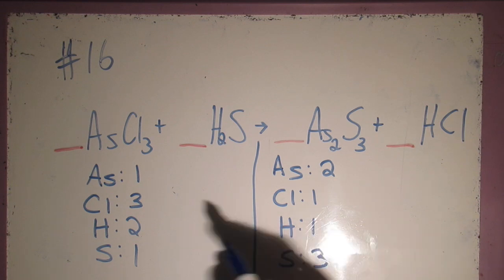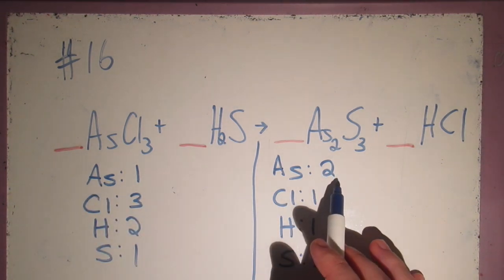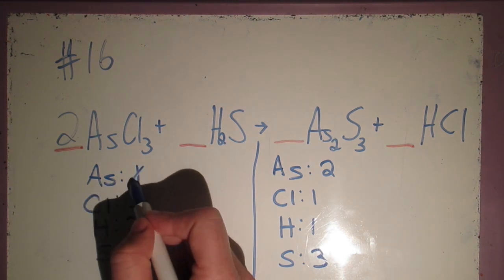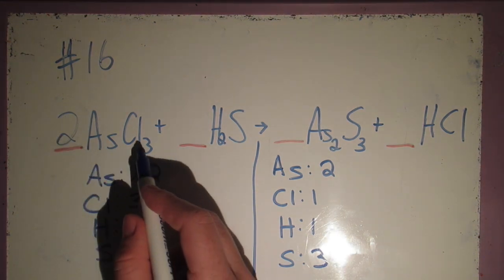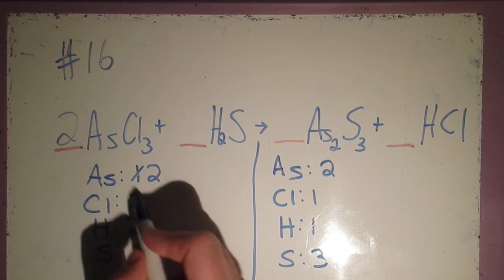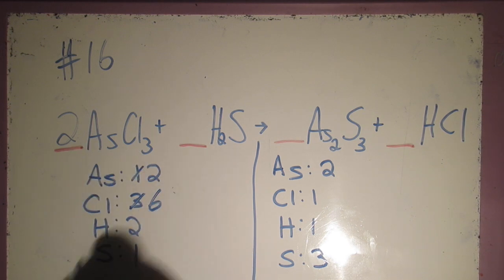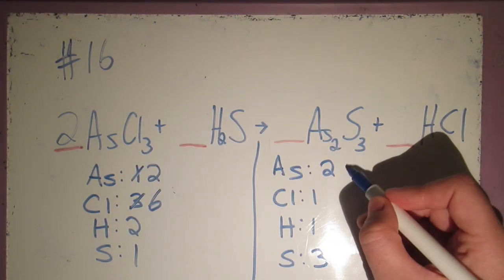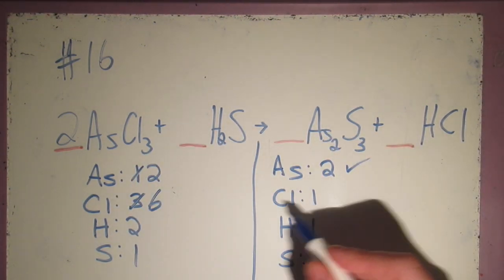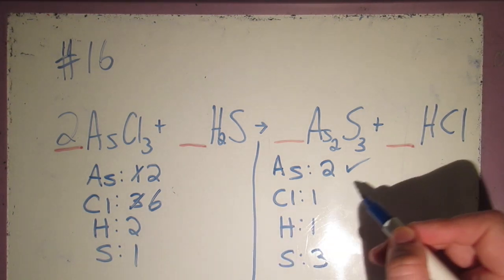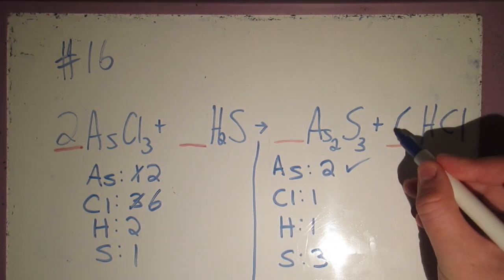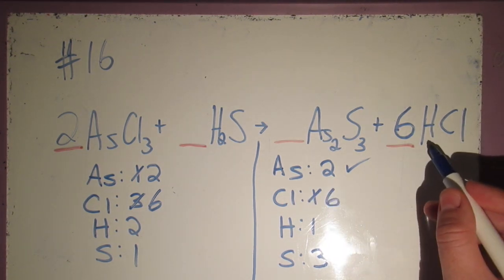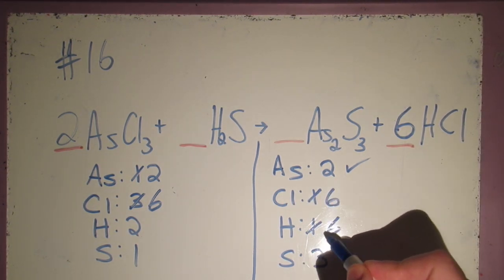So I'm going to start with arsenic. There's a 2 here. Let's try a 2 over here. So I've now got 2 here, and chlorine is now 6. So we've done that. Okay, so arsenic's good. So I'm going to go over to chlorine. So 6 over here now, so let's make this 6. So 6 in front here, so that's 6. And then don't forget that also applies to the hydrogen, that's also 6.